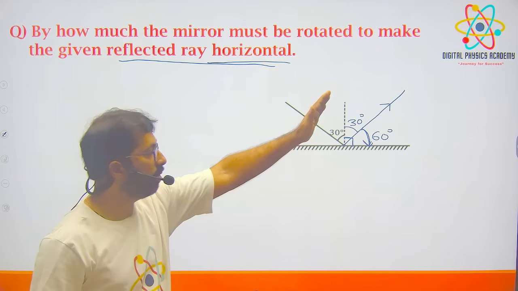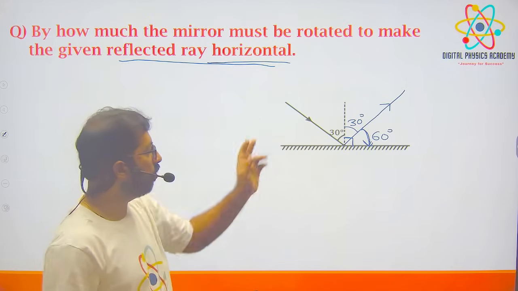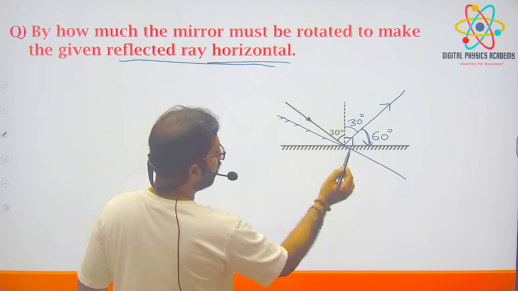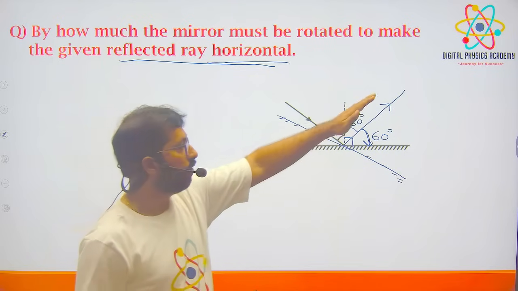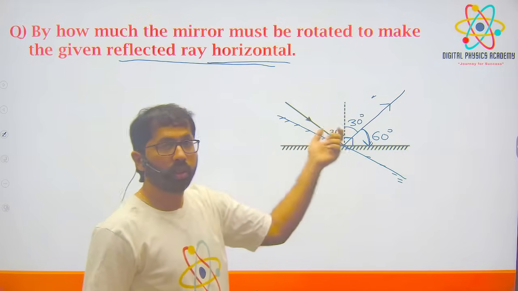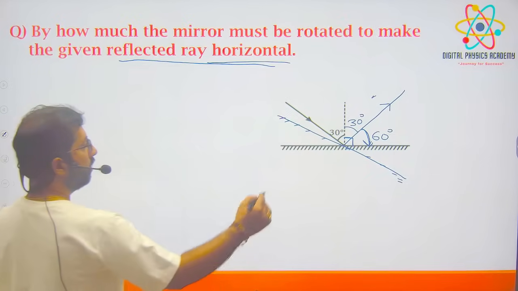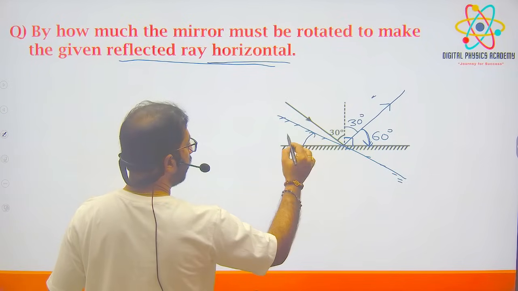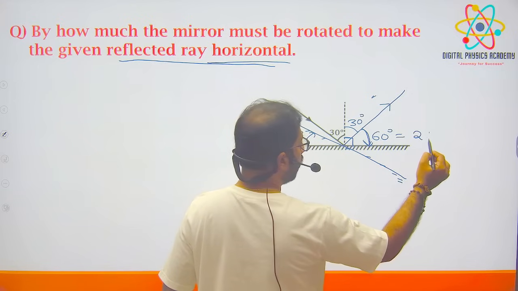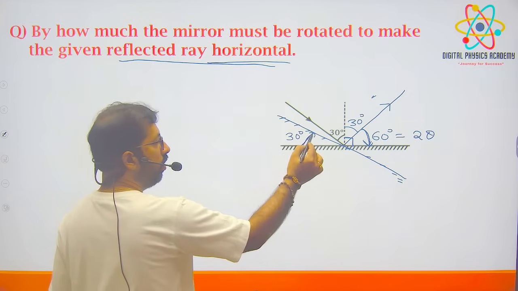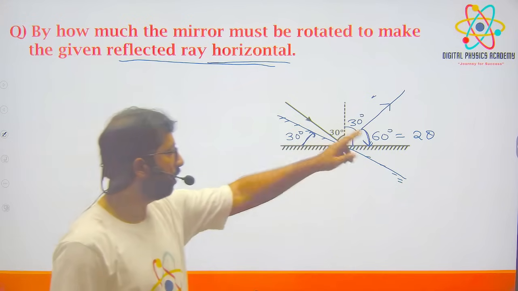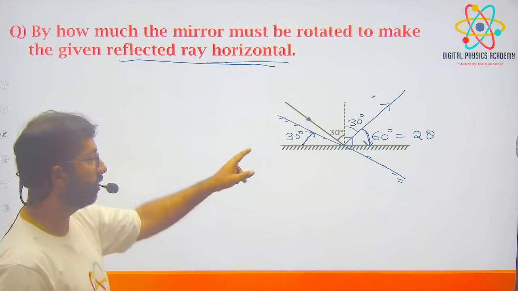If I rotate the reflected ray by 60 degrees, only then does it become horizontal, right? So by how much must I rotate the mirror? It is theta, and this is 2 theta. If the mirror is rotated by 30 degrees, the reflected ray will rotate 60 degrees. It is double, so half of it will be the answer. 30 degrees is the answer.